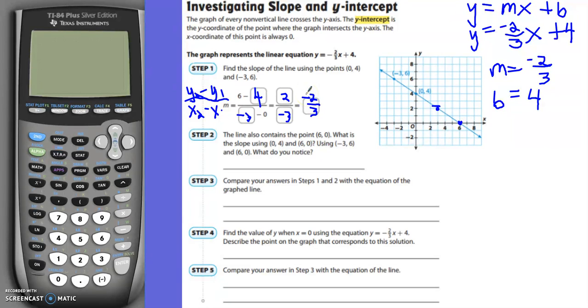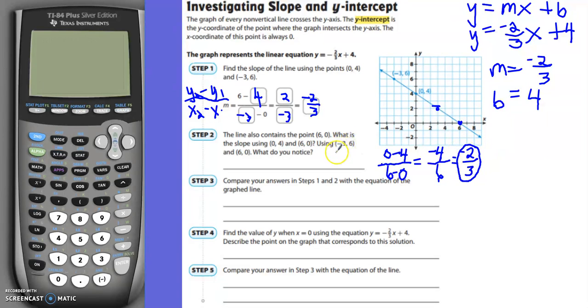All right, step 2. The line also contains the point 6, 0. What is the slope using 0, 4 and 6, 0? Okay, we're going to do the same thing, y2 minus y1 and x2 minus x1. So if we say 0 minus 4 and 6 minus 0, I get negative 4 over 6, and negative 4/6 simplifies to negative 2/3.